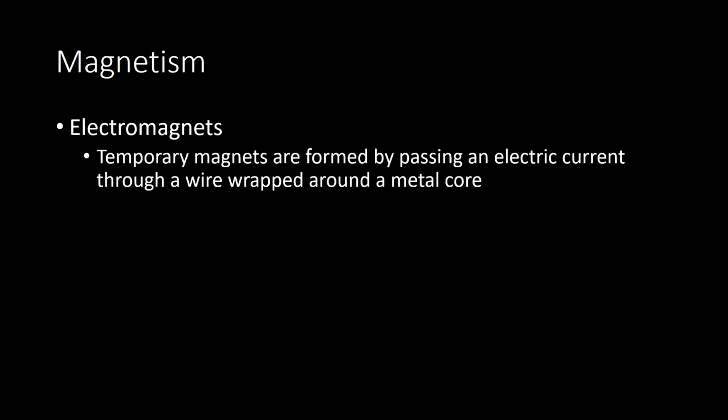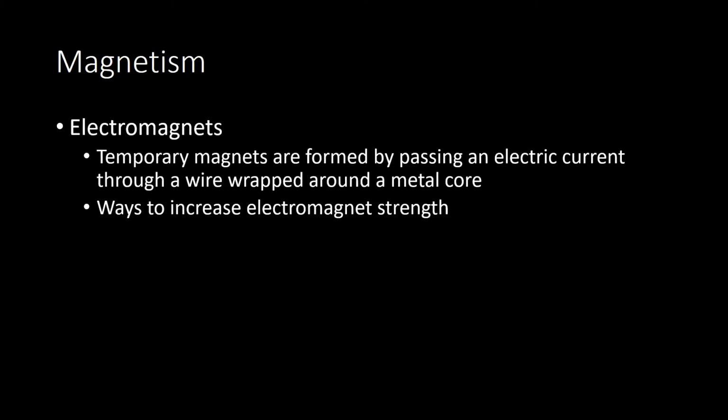So electromagnets, as the name implies, are temporary magnets formed by passing an electrical current through a wire wrapped around a metal core. You can actually do this yourself at home. Take a wire, preferably one that's insulated, because if it's not, the magnetism is going to kind of escape and not be where you want it to be. You can wrap it around a nail, strip the ends of the wire, attach each end to a battery, and it will actually create a small electrical field.